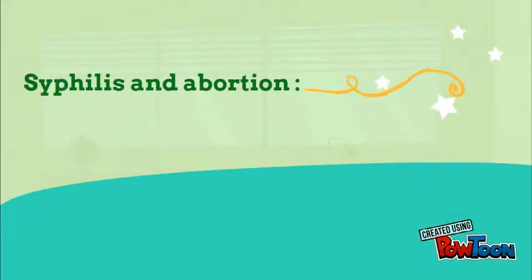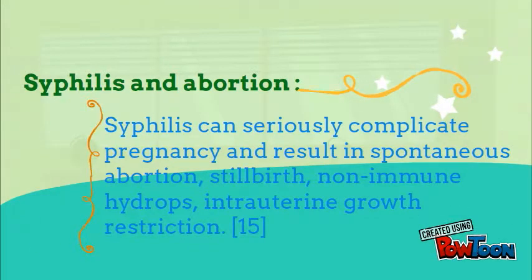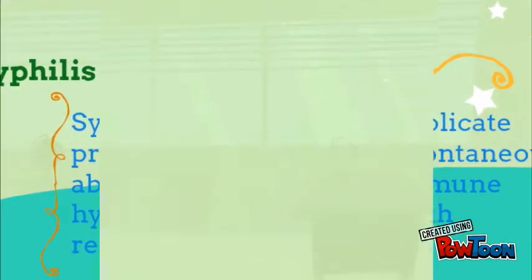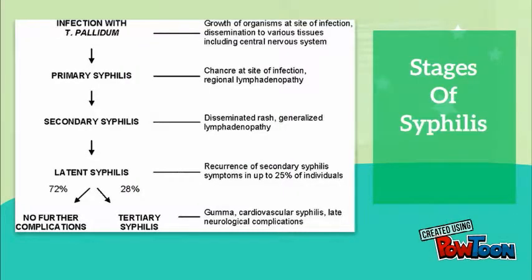Syphilis and abortion. Syphilis can seriously complicate pregnancy and result in spontaneous abortion, stillbirth, non-immune hydrops, and intrauterine growth restriction. Stages of syphilis and its clinical findings. In primary syphilis, chancre at the site of infection and regional lymphadenopathy. In secondary syphilis, disseminated rash and general lymphadenopathy. In tertiary syphilis, gumma, cardiovascular syphilis, and late neurological complications.